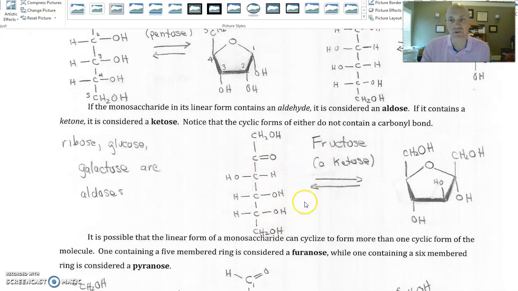When fructose makes its cyclic form right here, that comes from this hydroxyl bending around and attacking this carbonyl carbon. Again, when fructose cyclizes, it's a matter of the electron pair on this hydroxyl attacking that ketone carbon. When that occurs, it ends up making the cyclic version here, which you'll notice actually makes a 5-membered ring.